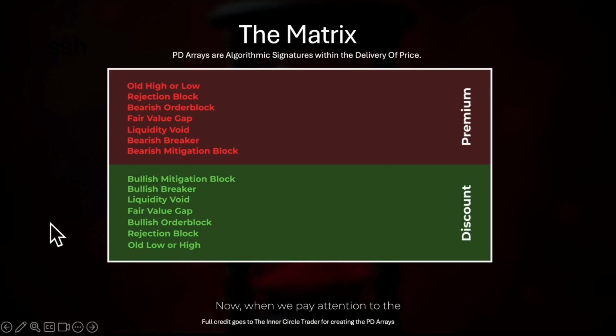Now, when we pay attention to the liquidity void then, I mentioned already prior that you can kind of ignore this. And the reason why is because the liquidity void is basically multiple imbalances forming after each other.